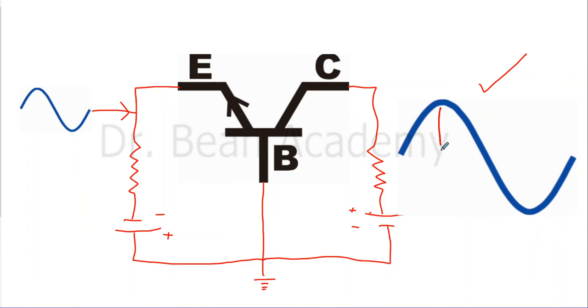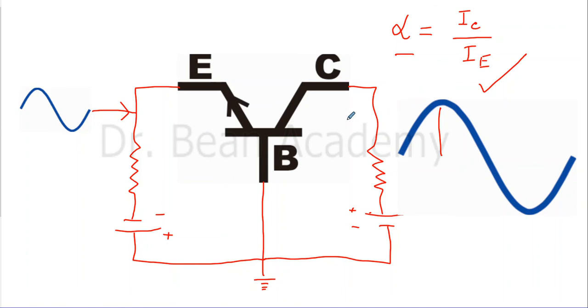And for the common base configuration, we have an amplification factor, which is called alpha, and it is the ratio of collector current divided by emitter current, because now base is grounded, so we don't care about the current of the base. So now this is the ratio of collector current divided by emitter current, and this is called the alpha amplification factor for common base configuration.